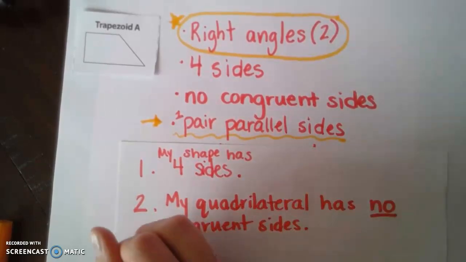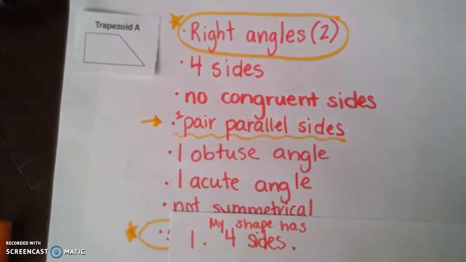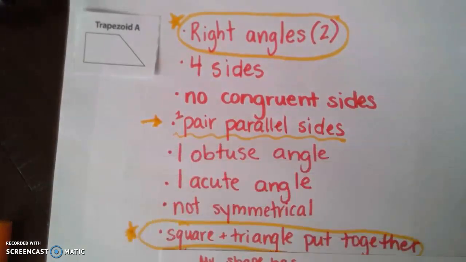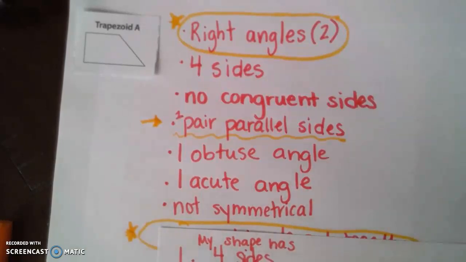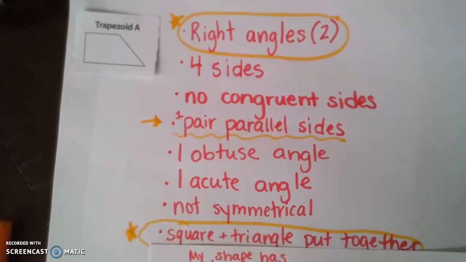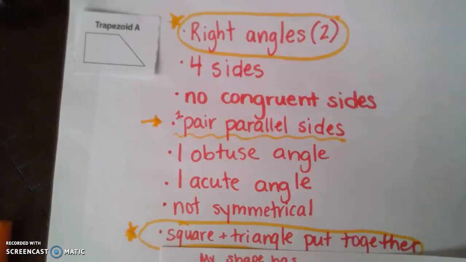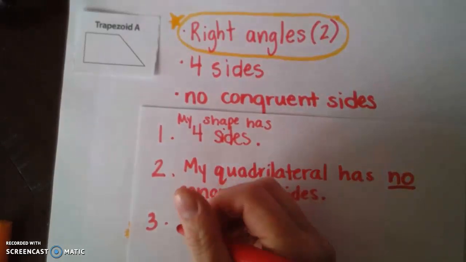Okay. Now 3. What would be a good one for 3? I think I'm going to use the not symmetrical because I think that would give away a lot of your rhombuses and even some of your other shapes that you might have, like a parallelogram wouldn't work, but a square, the rectangles, because those all have a line of symmetry.